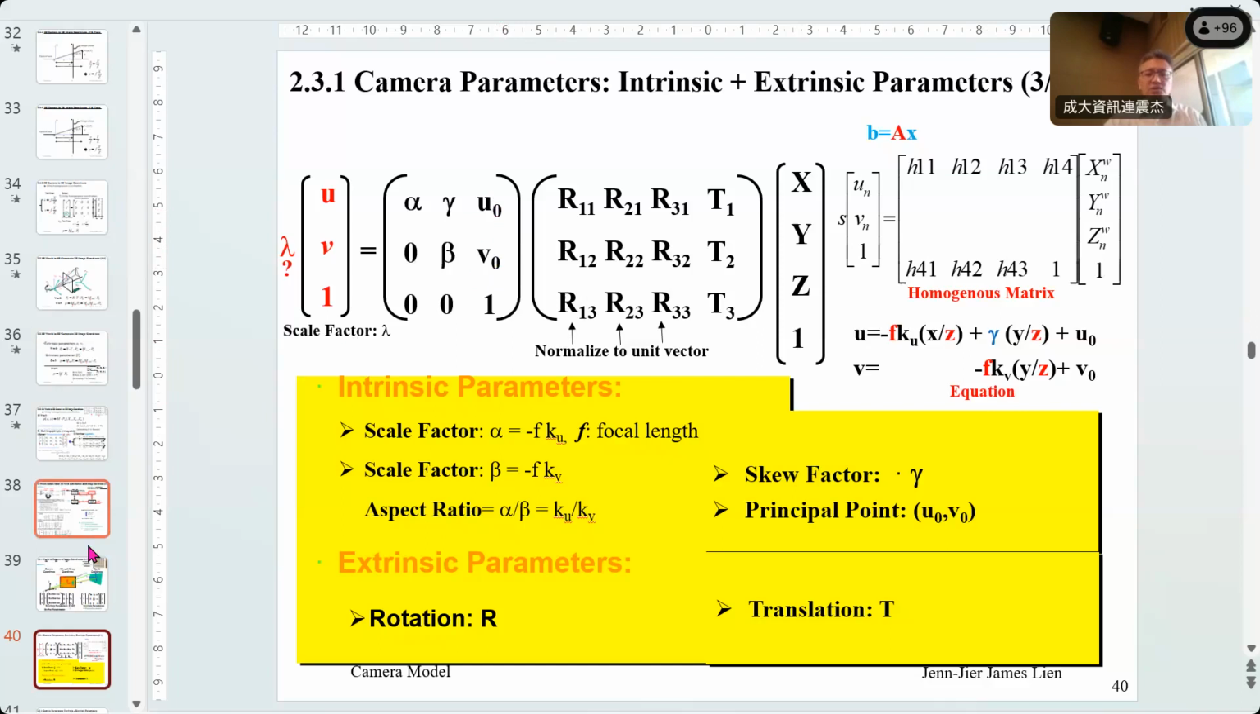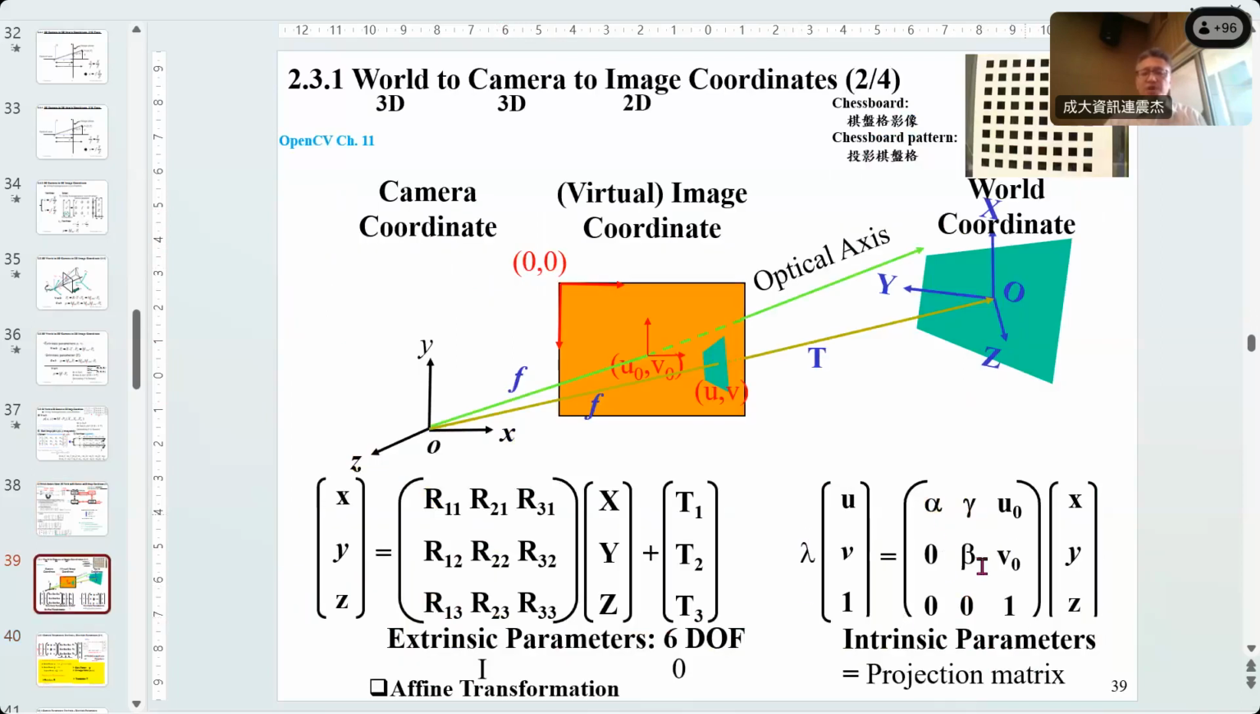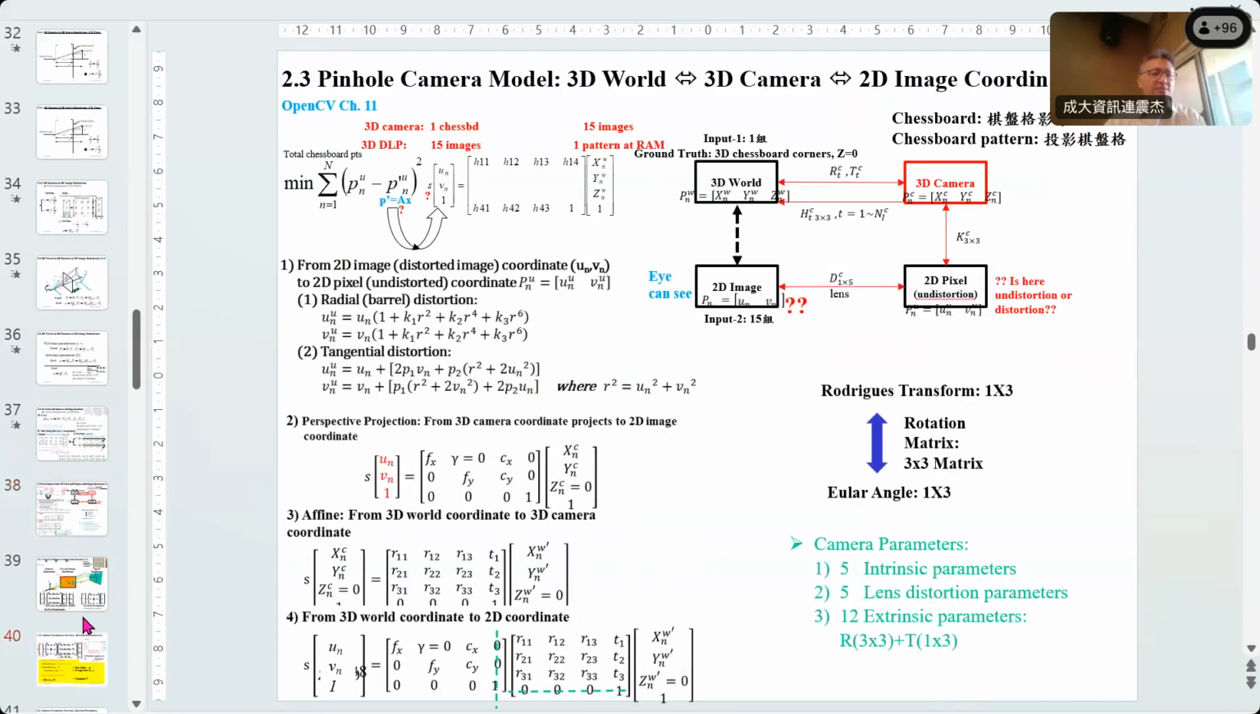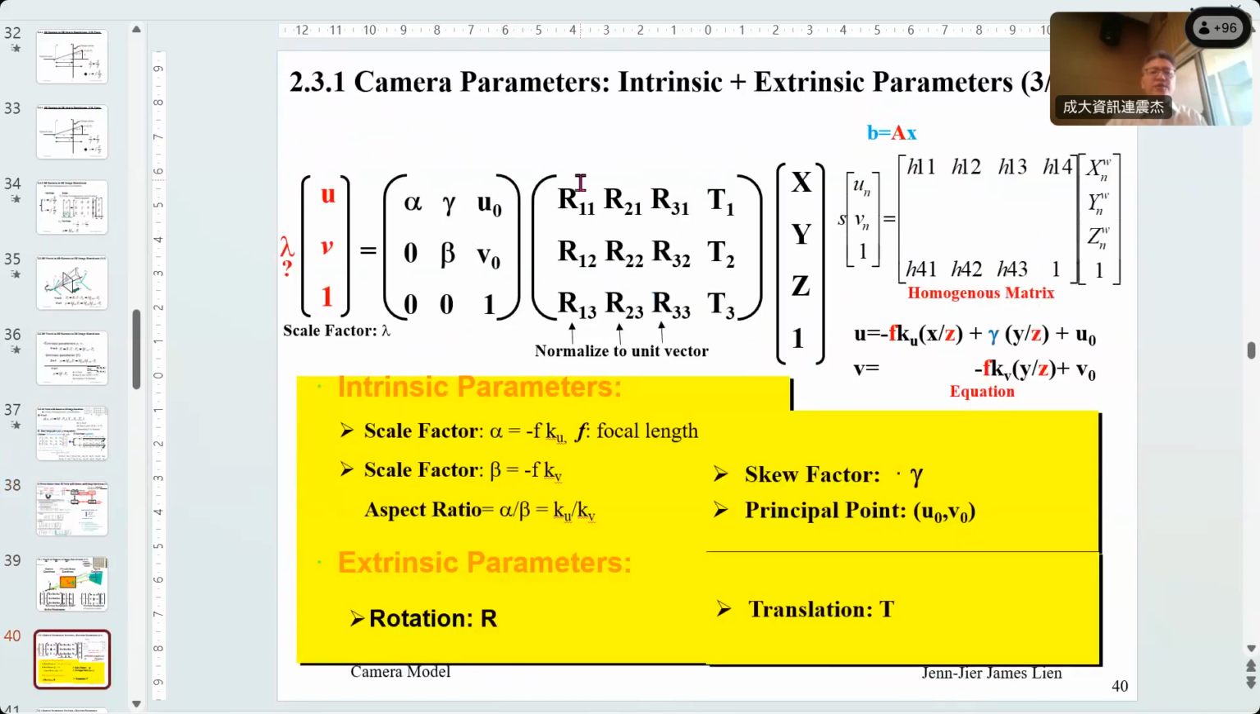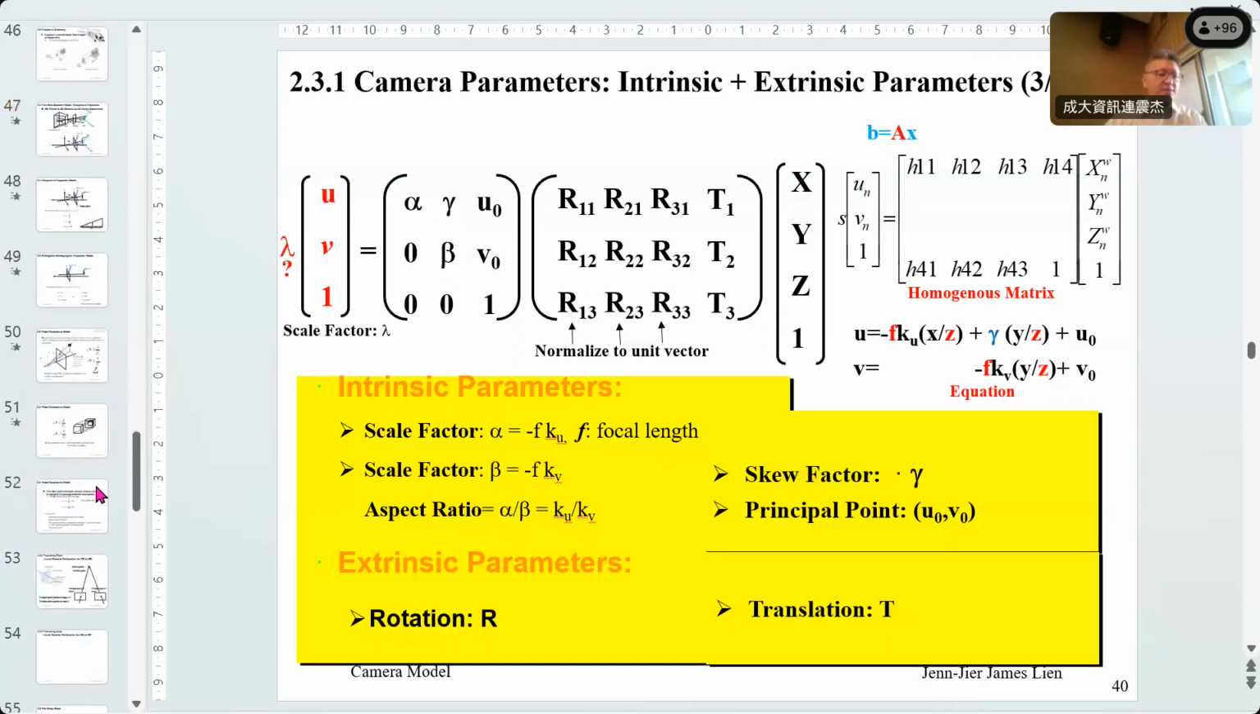Okay. So these intrinsic parameters are here, actually between the 3D camera coordinate and the 2D image coordinate. So there are only 5 intrinsic parameters. One is called the principal point. The other we call the skew factor here. What's a skew factor? But currently the camera is good. We don't have a skew factor. Skew factor, so it's like this one.